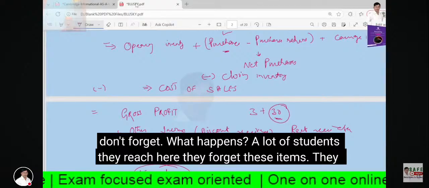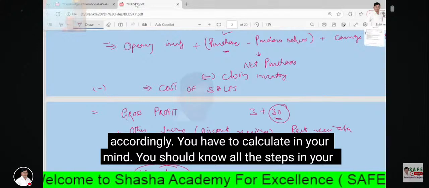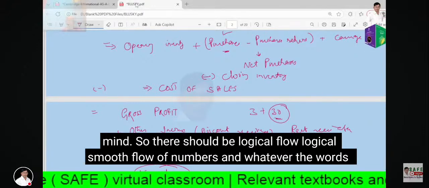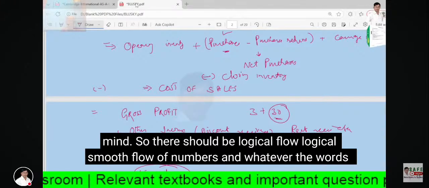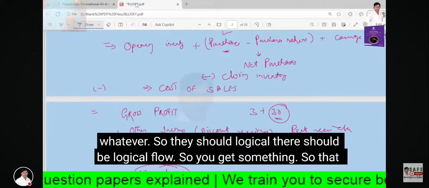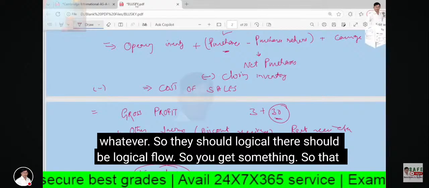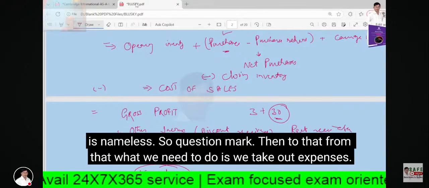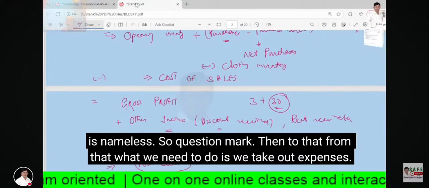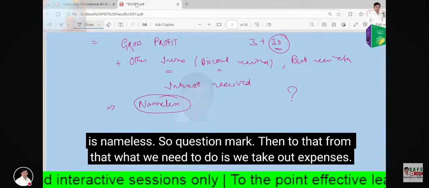A lot of students reach here and forget these items. Calculate in your mind. You should know all the steps in your mind. There should be a logical, smooth flow of numbers and words. So you get something, and that is nameless. Then from that, what we need to do is take out expenses.